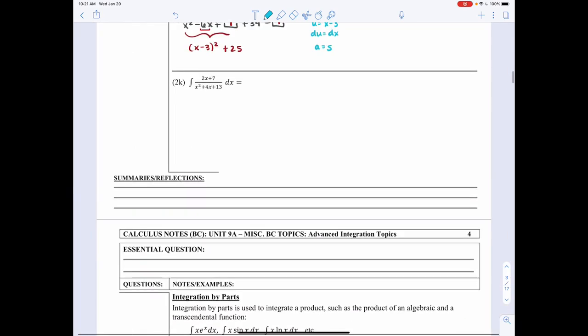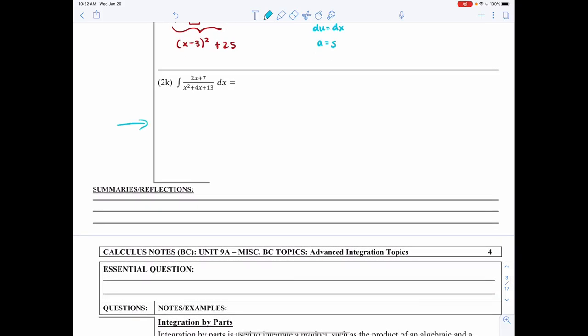The last one that I'm going to have you do is going to be 2k, and my caution to you is this is going to require a little bit of work. So I'm going to challenge you to do 2k by yourself completely. You're going to have to complete a square. You're going to have to do some u sub. Do it. Let's go.